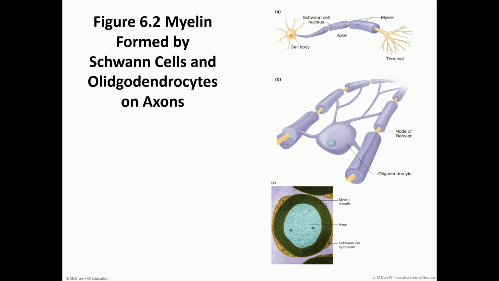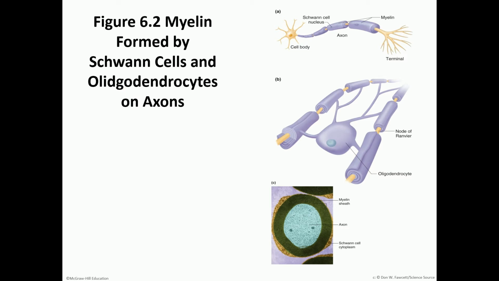So if the nerve is in the peripheral nervous system, the myelin sheath would be made by Schwann cells, which are these. While if the nerve is in the CNS, then myelin would be made out of the oligodendrocytes. So let's take a look at what both of these cells really are.